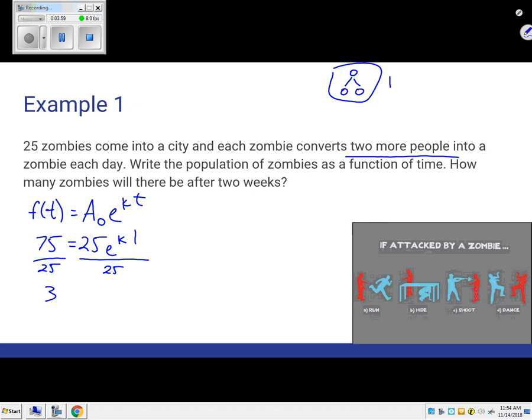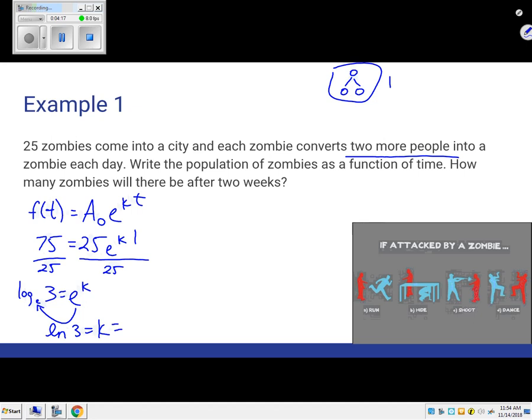This gives me 3 equals e to the k. K times 1 is just k. I'm going to convert this to a logarithmic expression. So the e comes over. It's going to go underneath the log on this side. Well, that just gives me natural log of 3. That is my k.